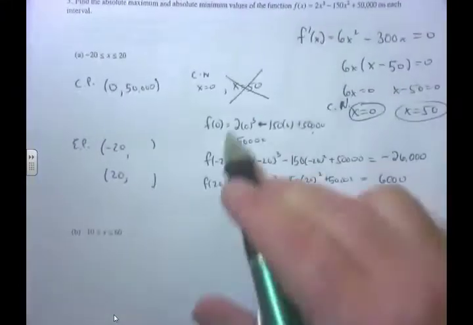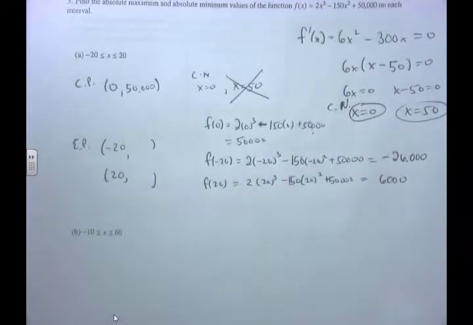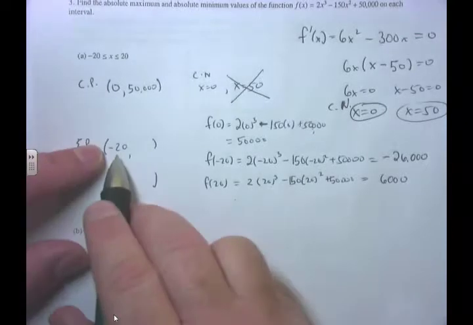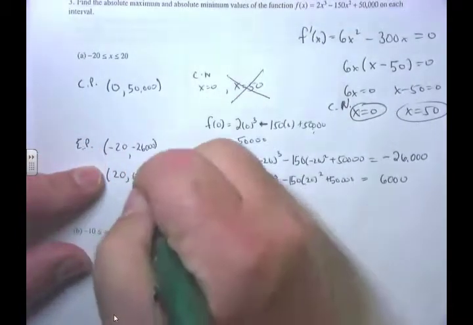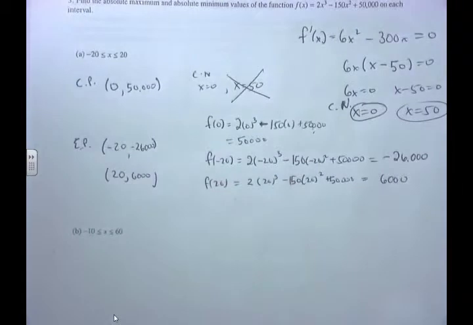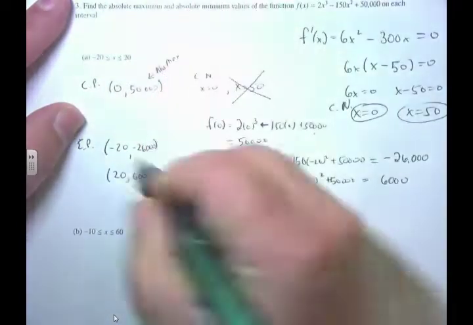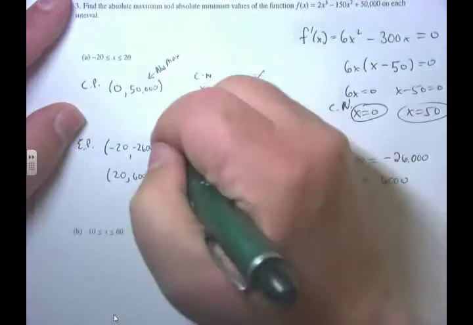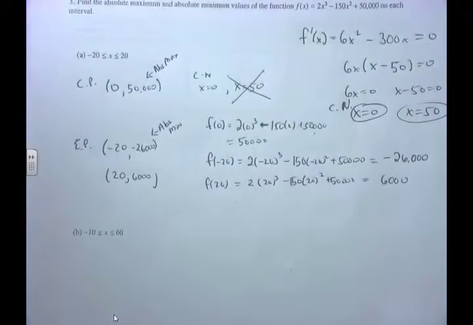And what I'm doing here is showing them my work on how I got these y-coordinates. Showing work is everything. Be more elaborate on the free response than you are on the multiple choice stuff. Negative 20, what did I get? Negative 26,000. And at 20, I got 6,000. Does that make sense? And how do I figure out which one is the absolute max, absolute min? You look at the y-coordinates. So the point (0, 50,000) is the absolute max in this interval, and the point (negative 20, negative 26,000) is the absolute min. But never forget to tell them this.